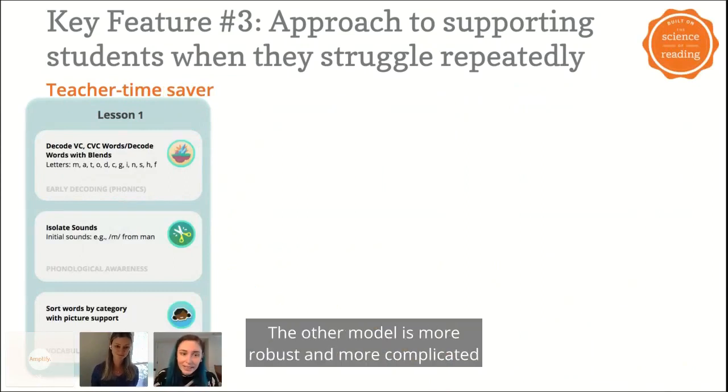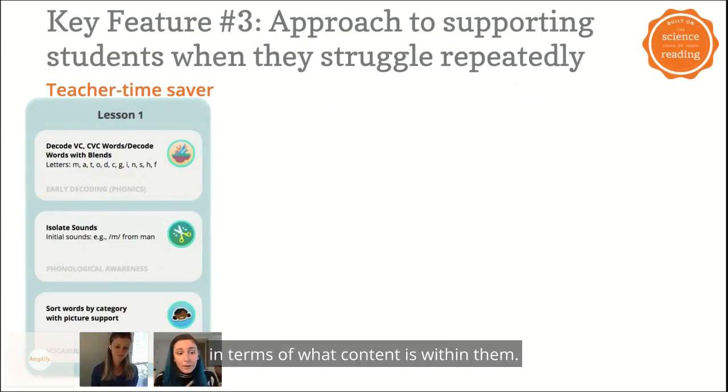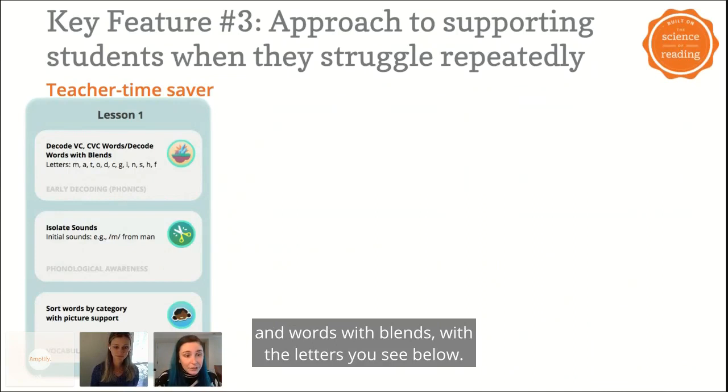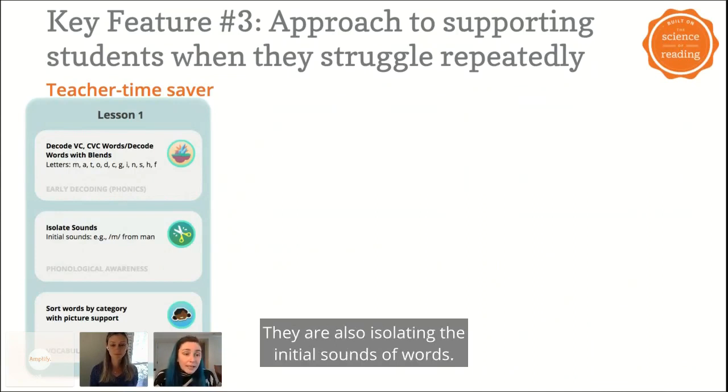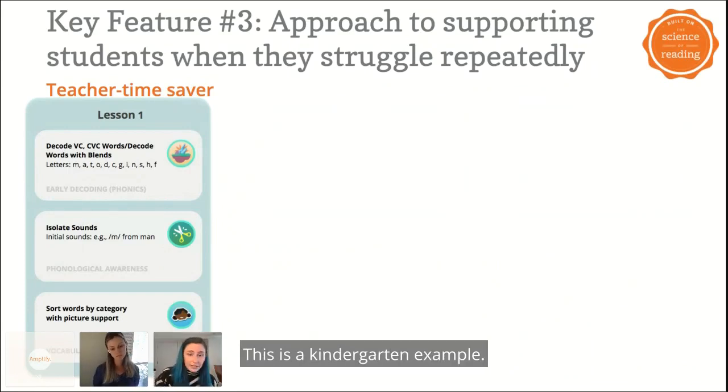The other model is more robust and more complicated, but we have attempted to break it down here. What we're looking at here is the first lesson. The lessons are going to be individualized to students in terms of what content is within them. In this one, the student is decoding VC, CVC words and words with blends with the letters you see below. They are also isolating the initial sounds of words. And then here they're doing some vocabulary work. This is a kindergarten example. And so let's see what happens.